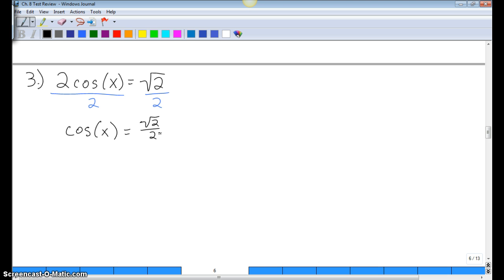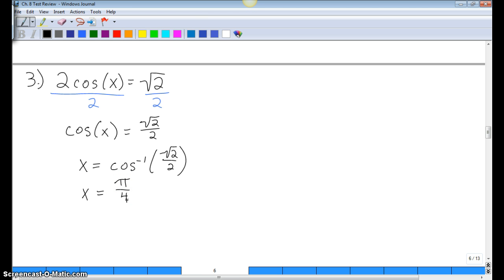Now we're going to take cosine inverse of the left side. Cosine inverse of cosine, we get x equals the cosine inverse of square root 2 over 2. And we're back to inverses. So cosine inverse falls between quadrants 1 and 2. Cosine's only positive in quadrant 1, not 2, so we're looking at what angle in quadrant 1 gives us a cosine of square root 2 over 2, and we have pi over 4.